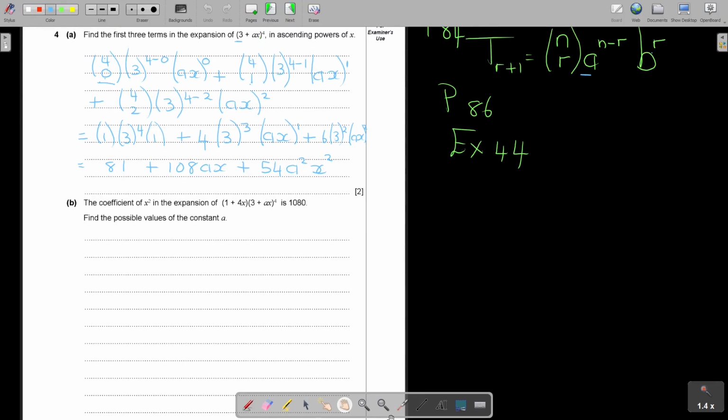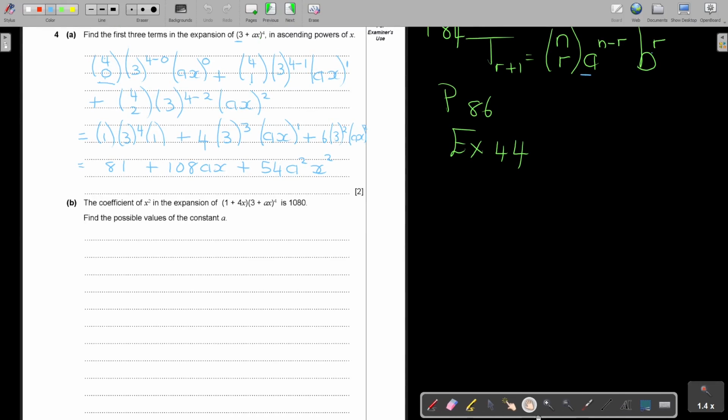And in this case, it's going to help you. Otherwise, you're going to do a long sum again. So the coefficient of x squared in the expansion, but now, did you notice that that was the same? Is 108. Find the possible values of the constant a.